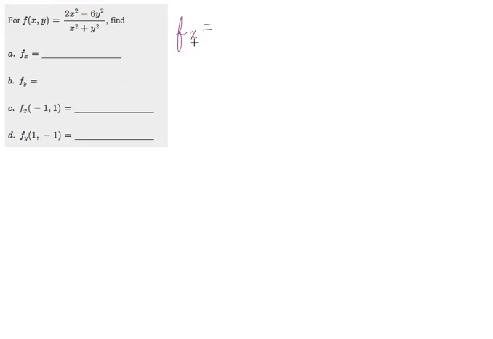So to find this derivative, we're going to treat y as if it is a constant. Still, even if y is a constant, we've got x's both in the numerator and denominator. So we need to use the quotient rule. So it is low d high minus high d low over low low. So low is the denominator, x squared plus y squared.